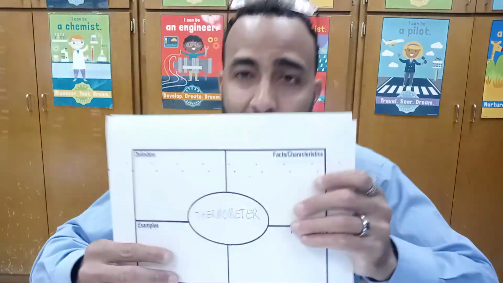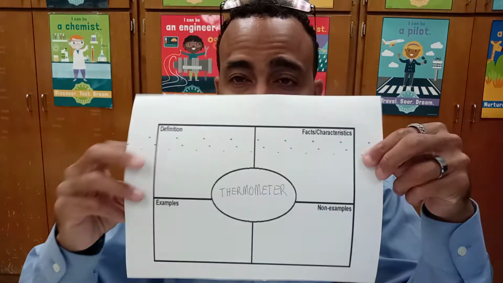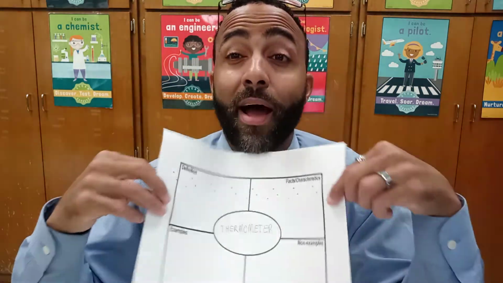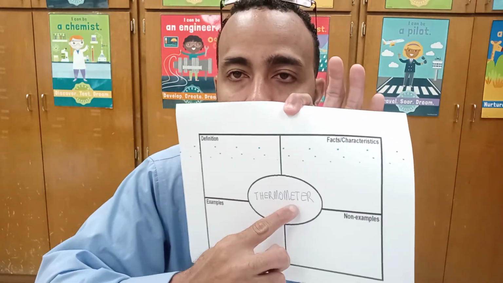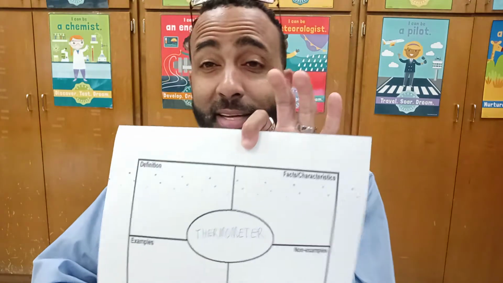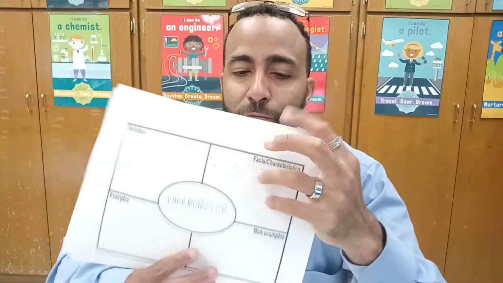Now, what are you going to do today? What you're going to do today is you're going to create a Frayer model. This is a Frayer model. Frayer models are really awesome graphic organizers that we use in school to help us organize information. This Frayer model says thermometer. I'm glad it said thermometer because I have another Frayer model that says temperature right behind it. Whoa, look at that. No, I am not Houdini. I'm a scientist.